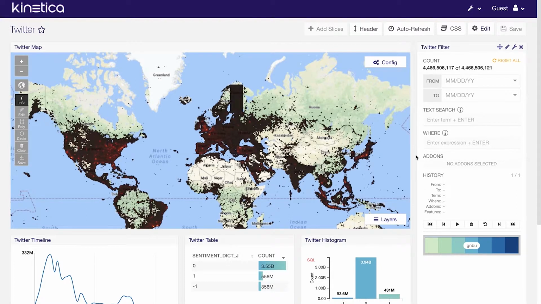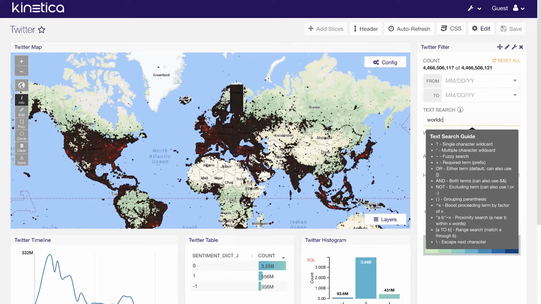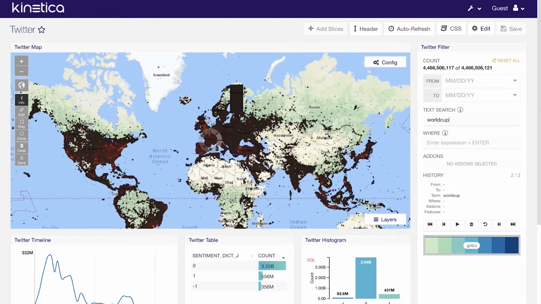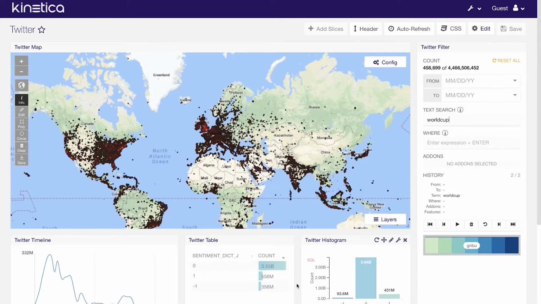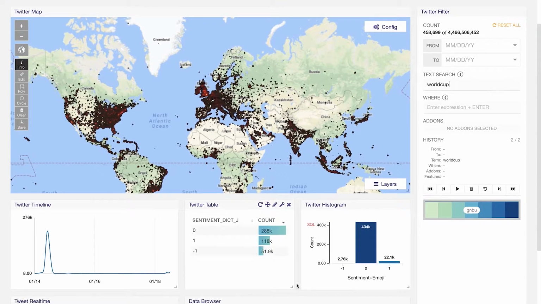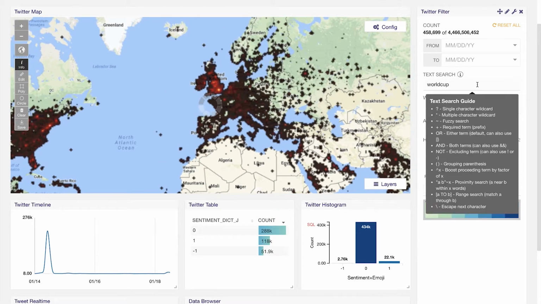We can search for keywords in people's tweets. So I'm going to type in World Cup, for example. And what gets displayed is a distribution of all the tweets that are mentioning the World Cup, together with a timeline showing the intensity of tweets over time, and an indication of the sentiment of people's tweets.